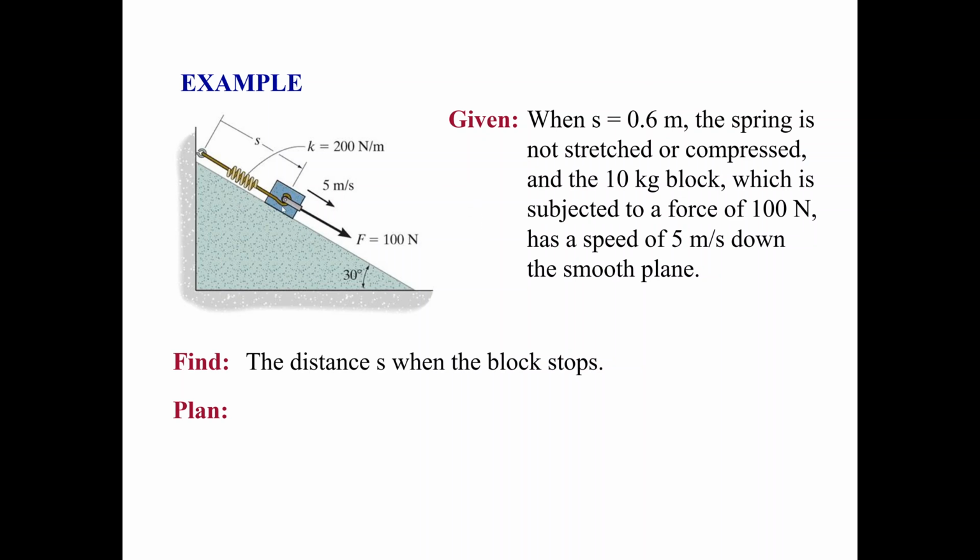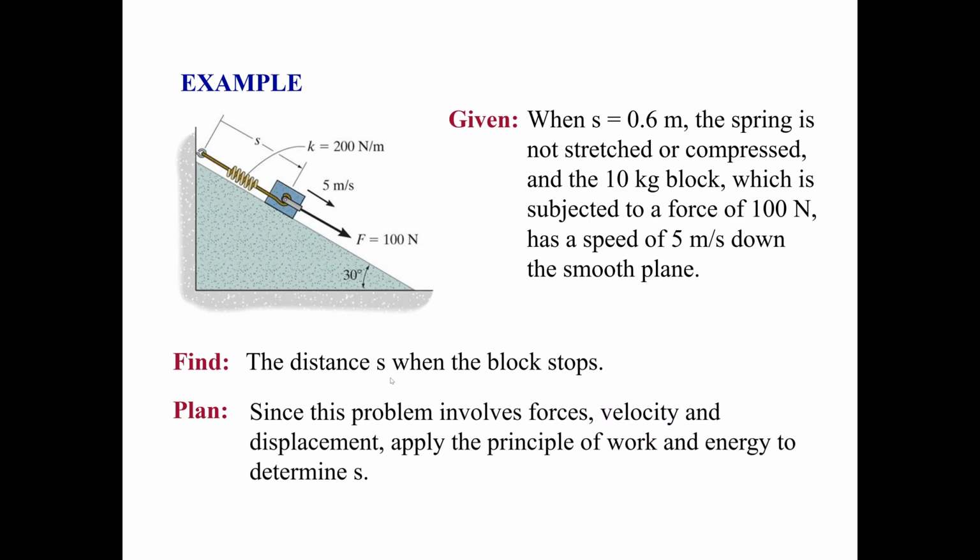We're going to have gravitational work being done. We have a constant force pulling down. We have an initial velocity associated with it, and we also have a spring that will be stretched as this block moves down. So we have to include all those components. Okay, so apply the principle of work and energy, which we expected.